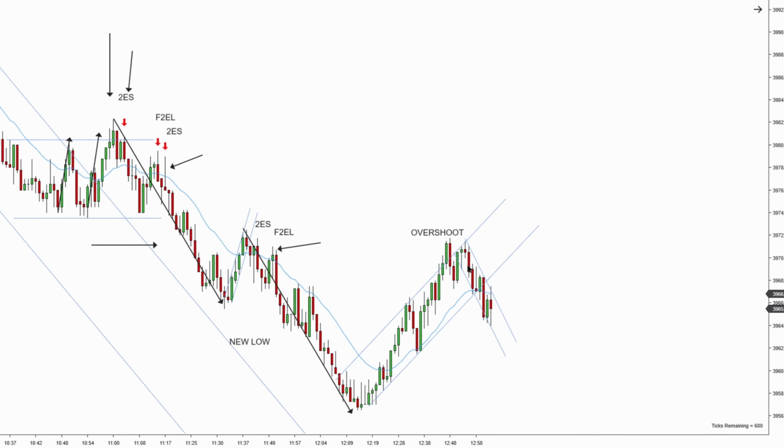Now, this is generally where you want to be patient again, because it was easy to grasp the concept on the way down, and now you have two conflicting patterns.